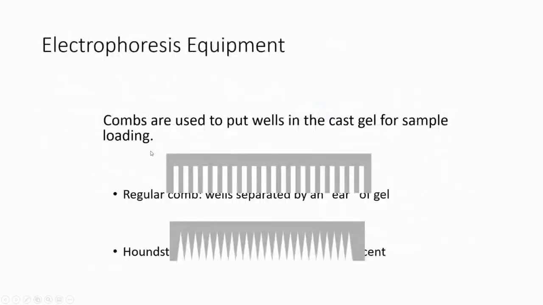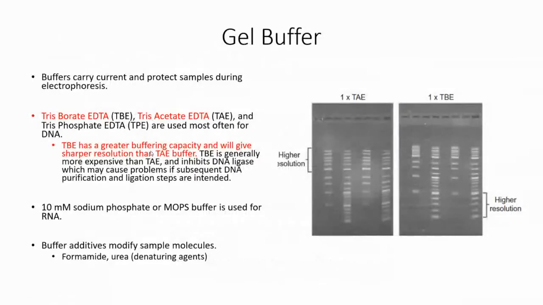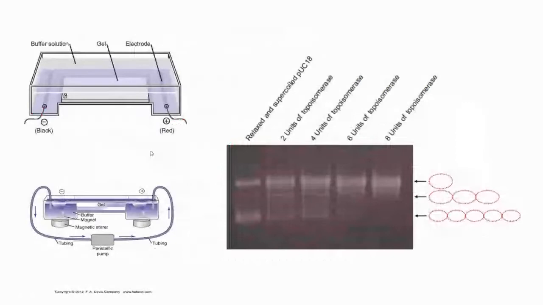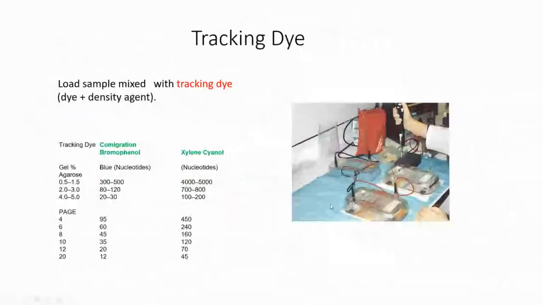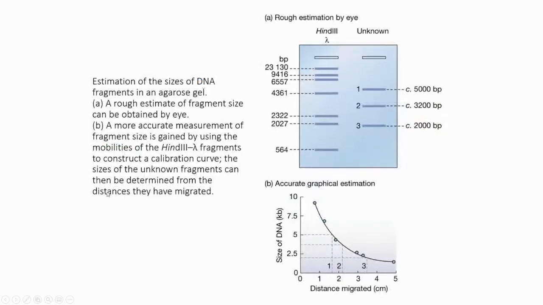Let me see if we can see that here. No, not in here. But you can always see the bromophenol blue will run in the front, and then xylene cyanol later, because xylene cyanol marks the large size fragments. Bromophenol blue marks the small fragments.